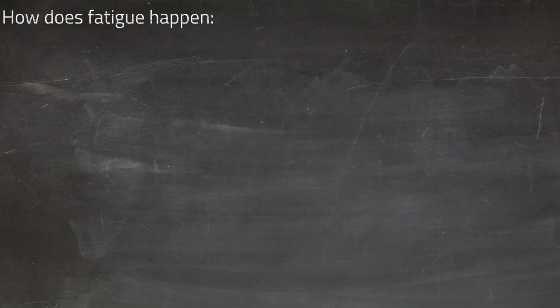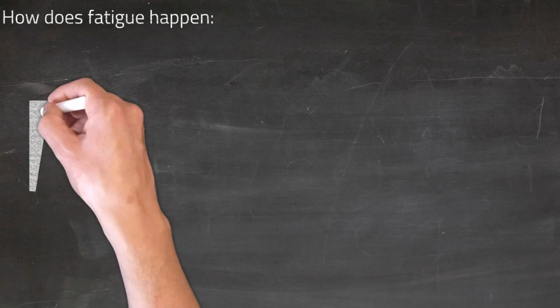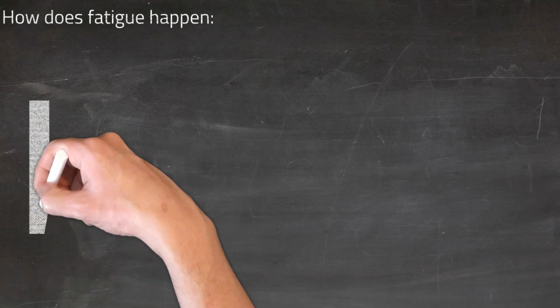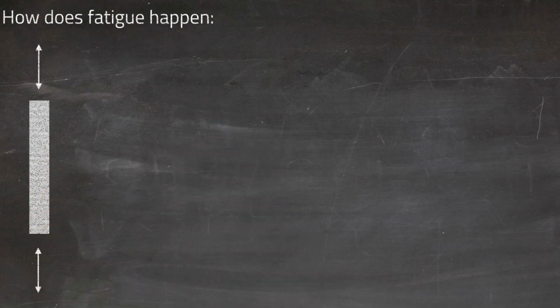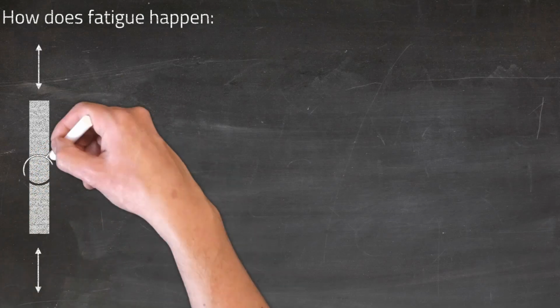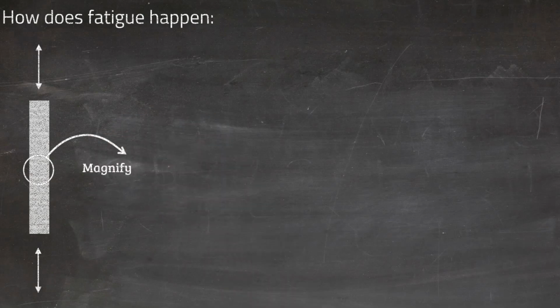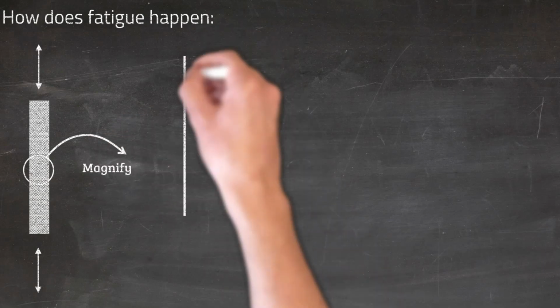Now we look at these three stages of fatigue failure in more detail and with visualization. Let's imagine a simple bar made from a ductile material such as steel. Assume that we are applying a cycling force at the two ends of this bar. These forces cause cycling stresses in the material. Let's magnify a small section of the part to see the cracks better.